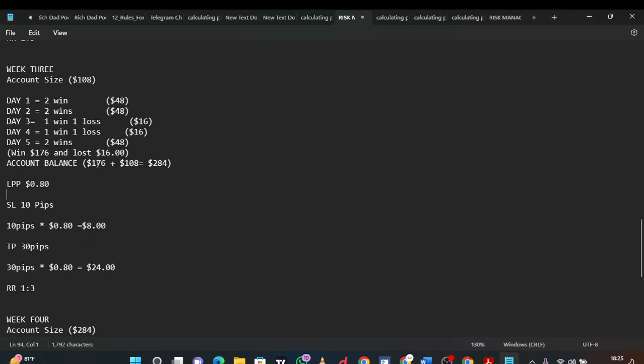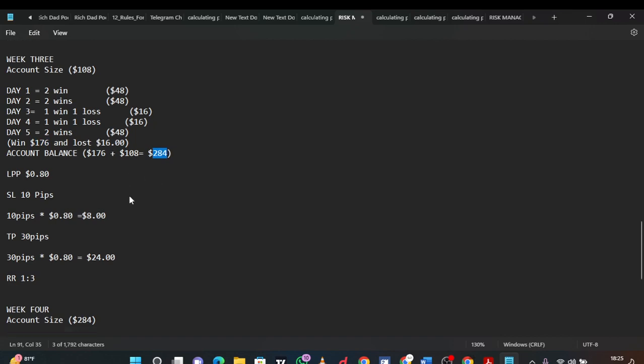So what happened? This is how we worked out the whole week. We made a win of $176. So when you get 176 plus the $108, minus the losses, we are going to go to $284. That's the second week. Can you imagine? Now, that's the third week.